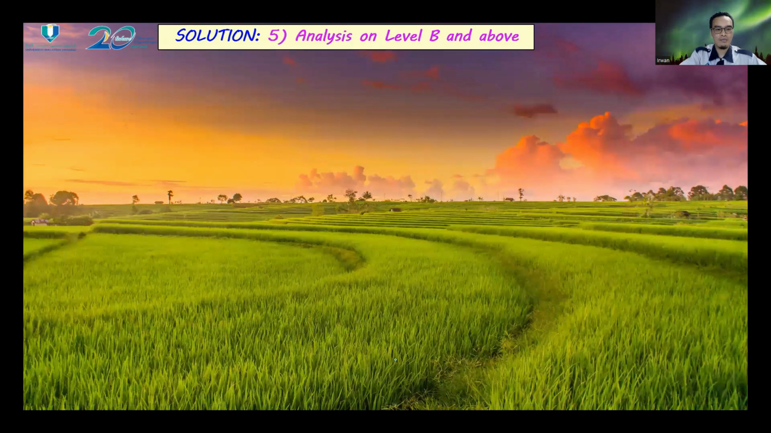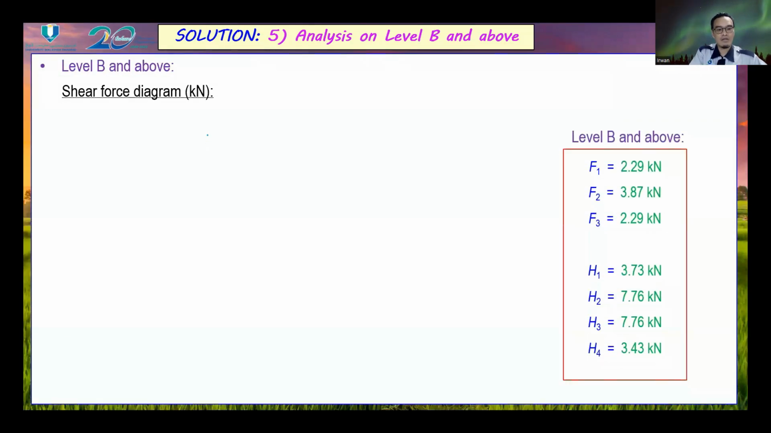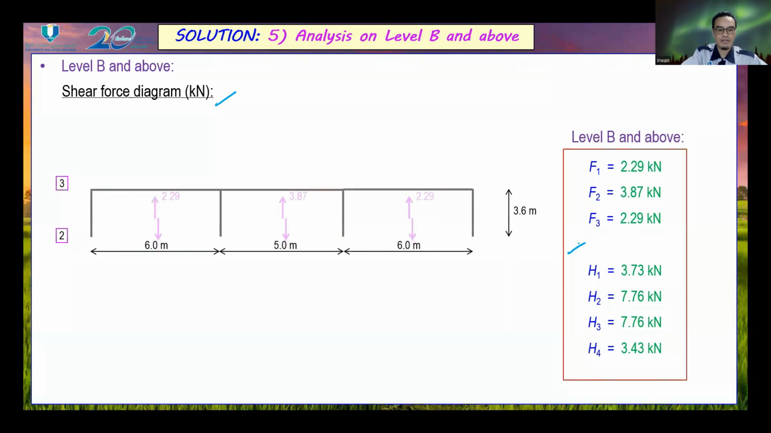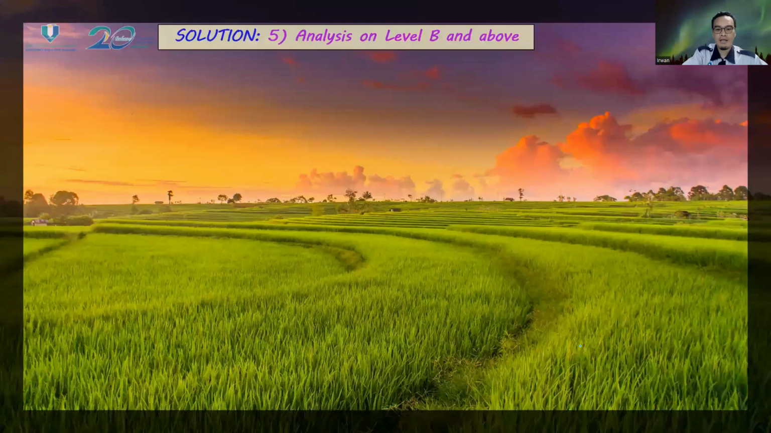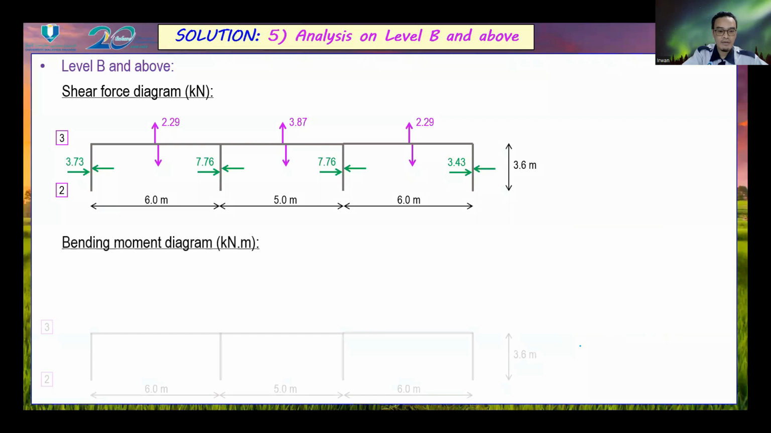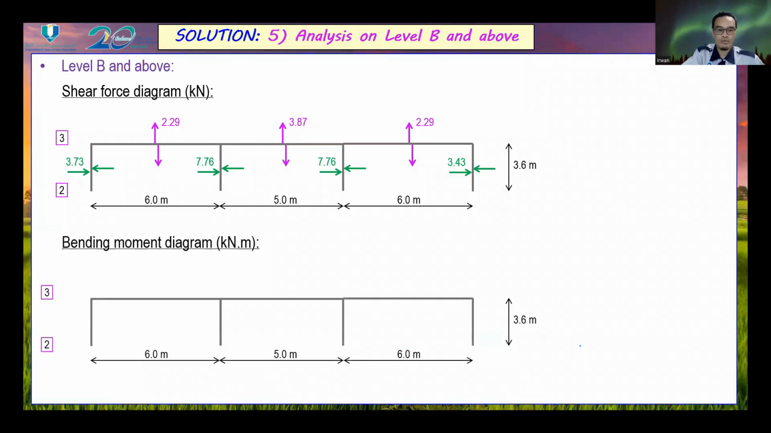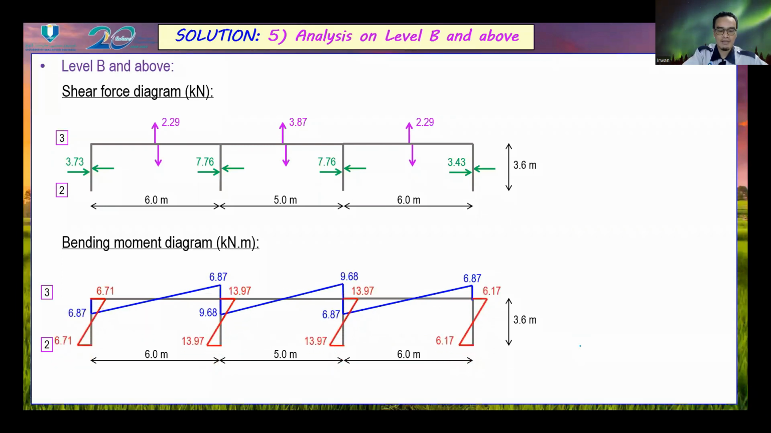Next, finally, we can draw the shear force diagram based on the results. This is the shear force diagram for the beam, which is similar to the values of F1 to F3, and the shear force in the column is equal to the values of H1 to H4. And then we can provide the bending moment diagram, using a similar method as I showed before in step number 4. So this is the bending moment diagram for the beam, and this is the bending moment diagram for the column.